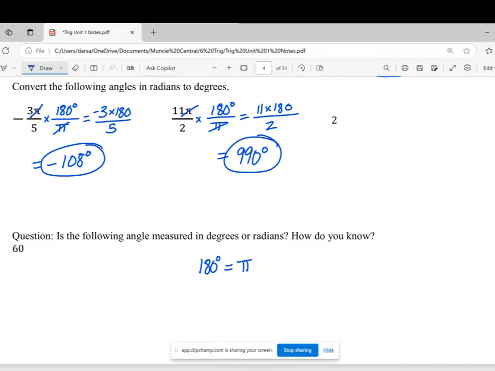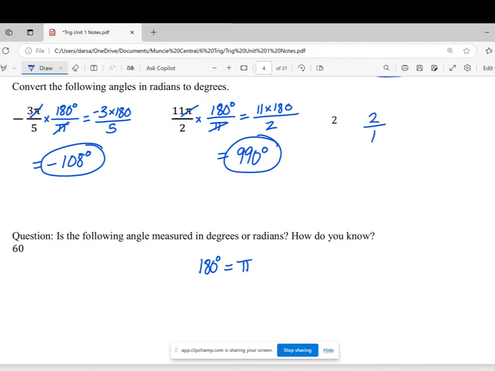Now, number 3. This one's a little tricky. Is it radians? Is it degrees? How do I know? There is no degree symbol, thus this must be assumed to be radians. It is possible to have radians that are just like 1, 2, 3, 4, 5. We can have any measure of radians, decimals, square roots, anything weird. It doesn't always have to have a pi in it. So how do I convert 2 radians into degrees? Well, the same way we've been doing it.